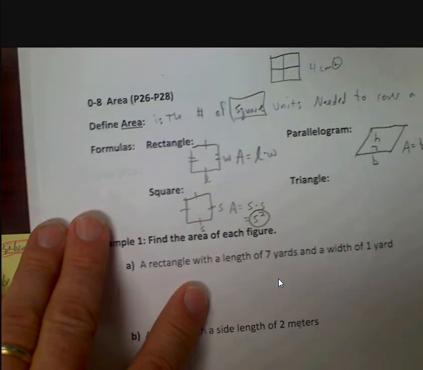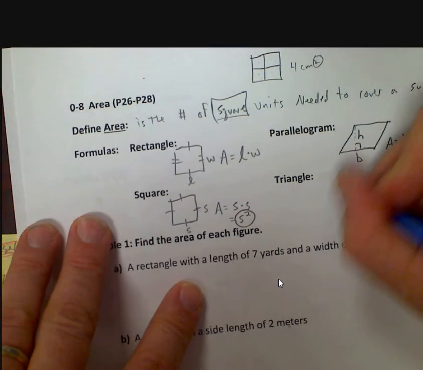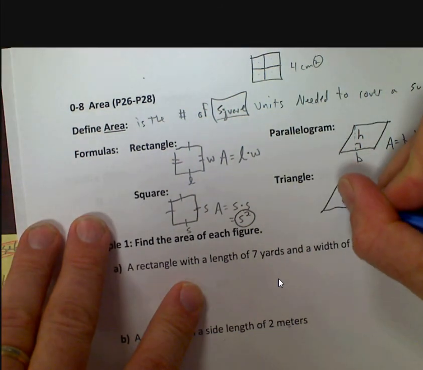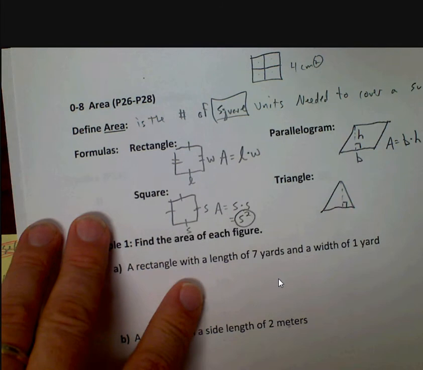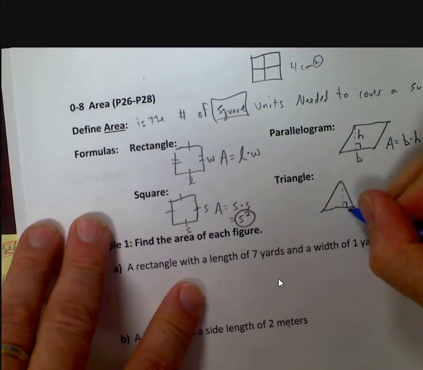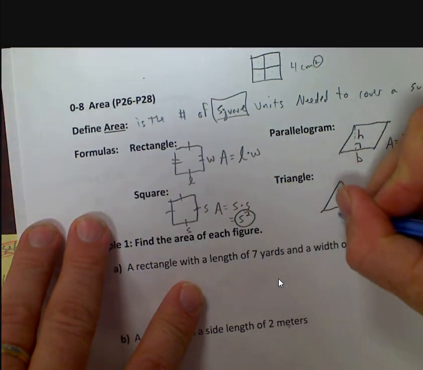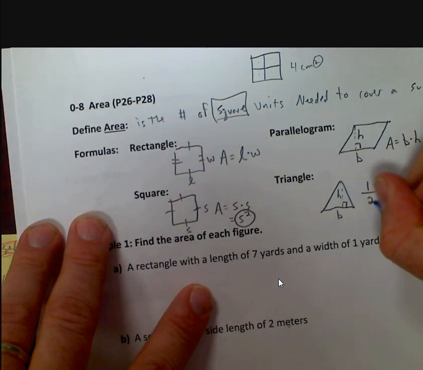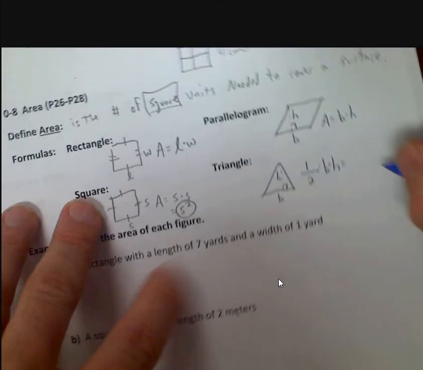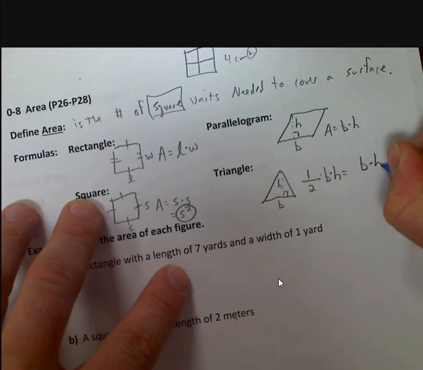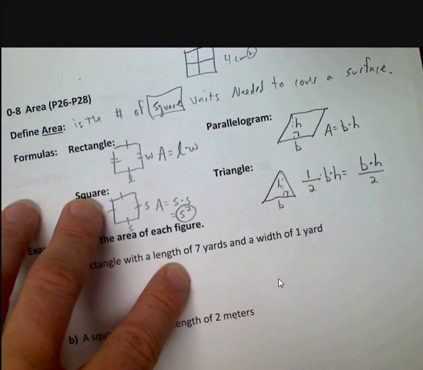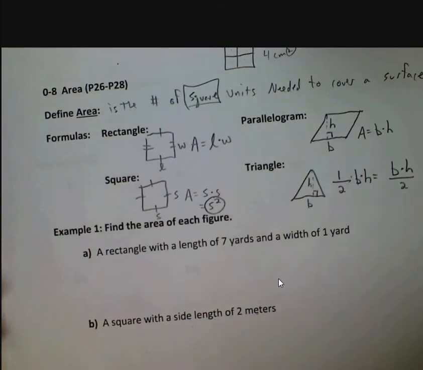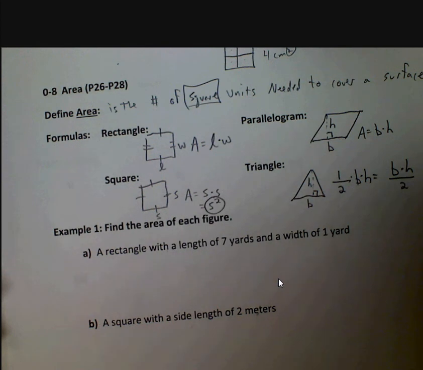And then a triangle, so here's a triangle. The height has to be a right angle with the base. So we would have the height, the base, and the area of a triangle is actually 1/2 base times height. And how I like to write it is actually base times height divided by 2. It doesn't matter, especially when we get to use a calculator for most of this.